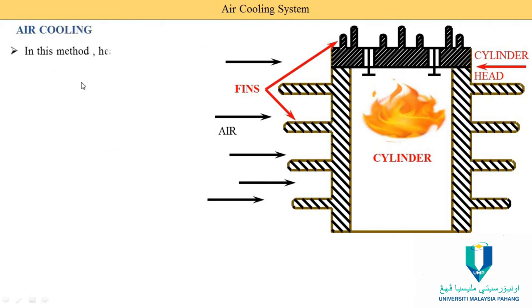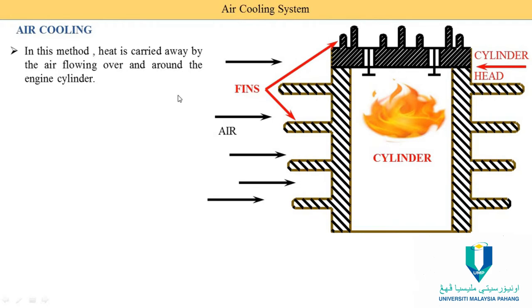So basically, in this method, heat is carried away by the air flowing over and around the engine cylinder. At this point, I'll explain that when the vehicle is at high speed, the engine wall temperature increases, so the air from the atmosphere is absorbed by the cylinder wall to reduce the temperature.